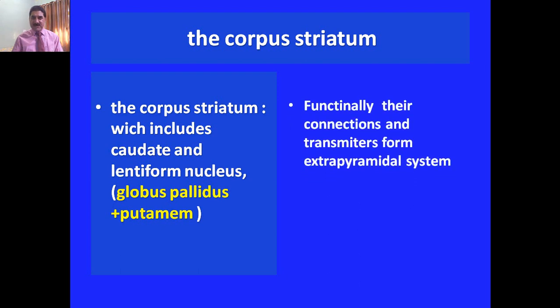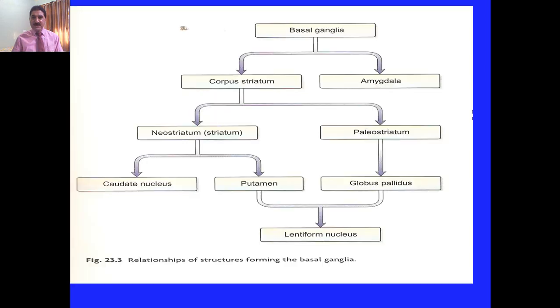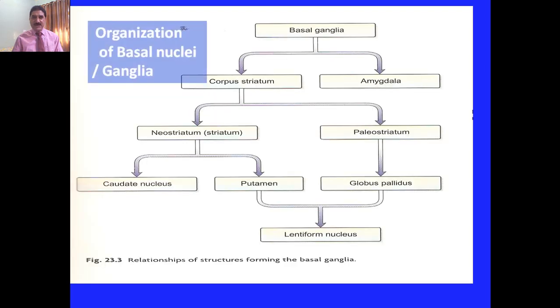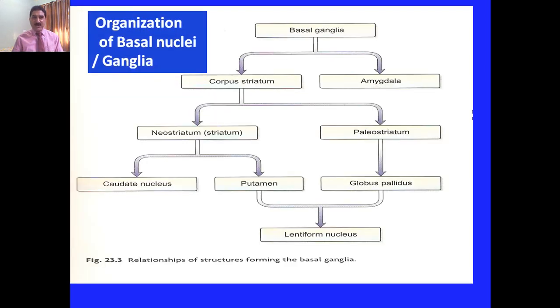Functionally, their connections and transmitters form the extrapyramidal system. Let us go to the organization of basal nuclei. Basal nuclei are also called the basal ganglia. They are composed of the corpus striatum and the amygdaloid, as already said, which is a part of the limbic system.